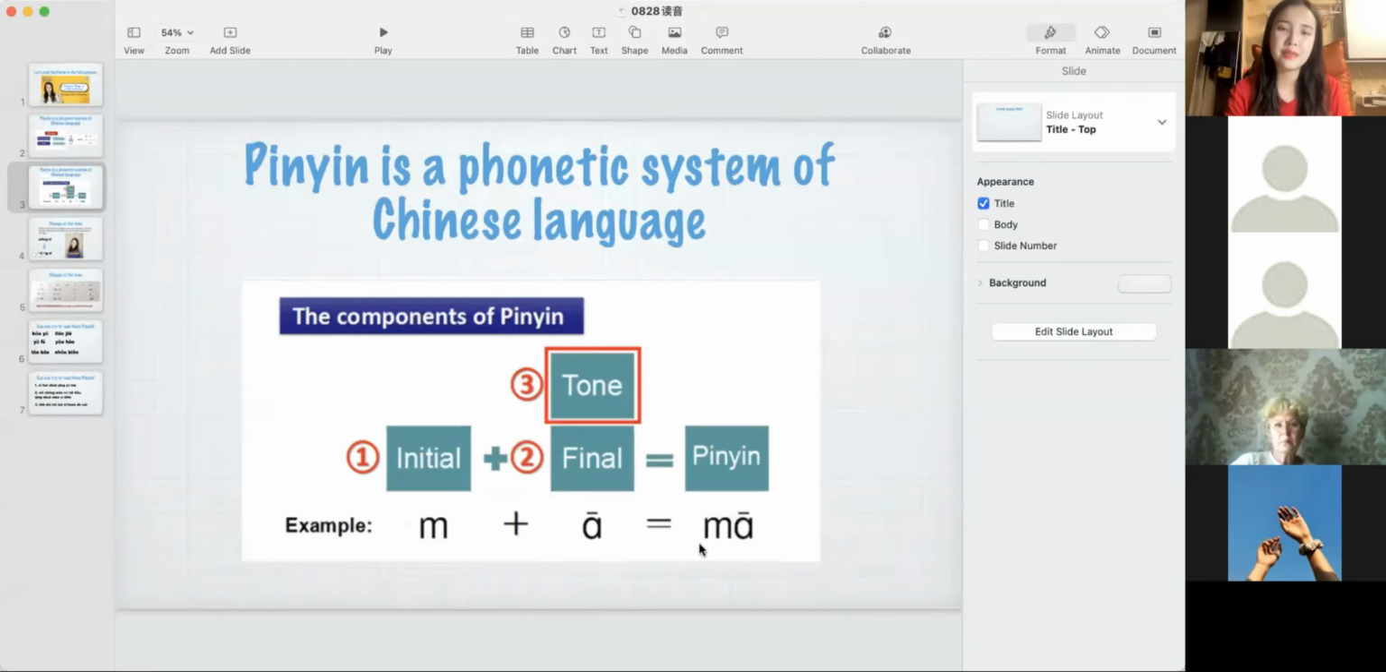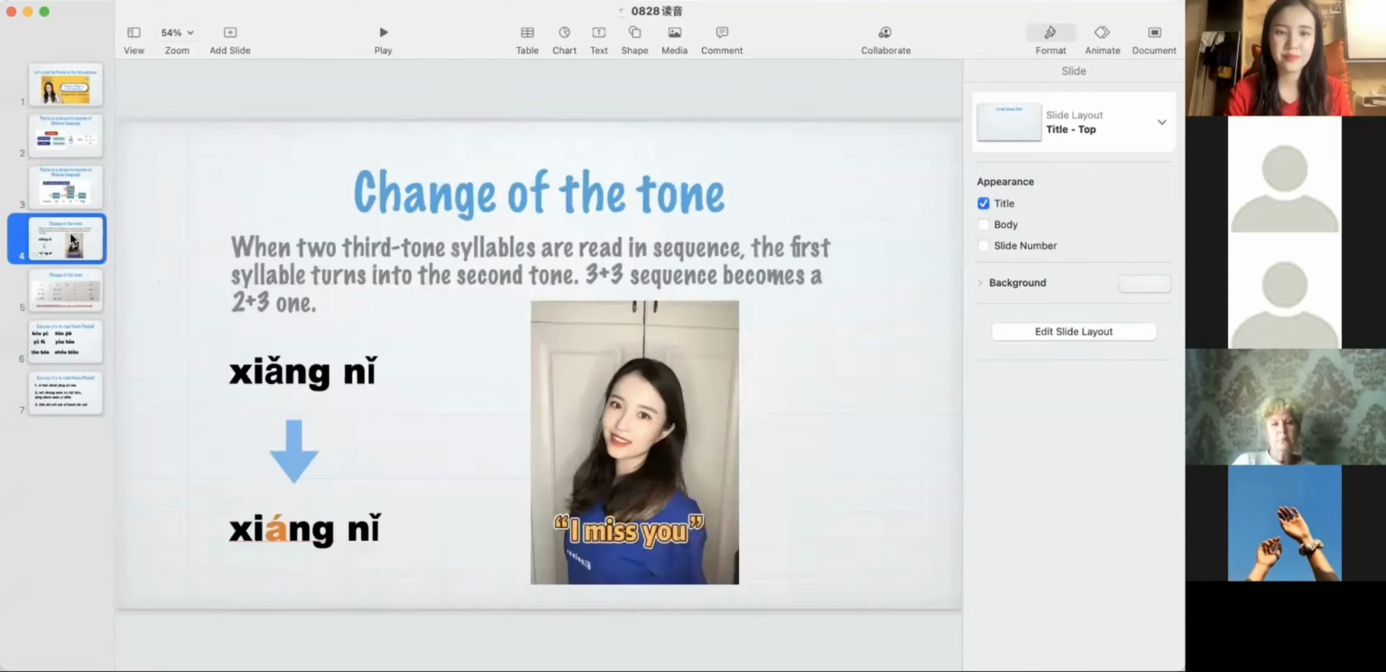So when you see Pinyin later, no matter whether you know this character or not, as long as you know how to read Pinyin, you will know the pronunciation of Chinese. And today I'm going to teach you one part which is really important, especially for those taking tests, and also for pronouncing Chinese exactly and precisely. It's called the change of the tone.